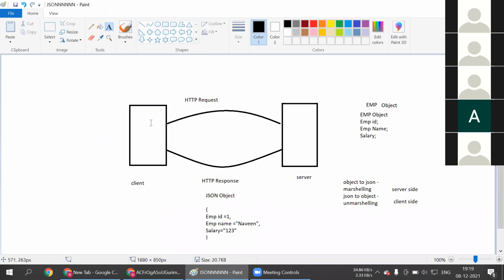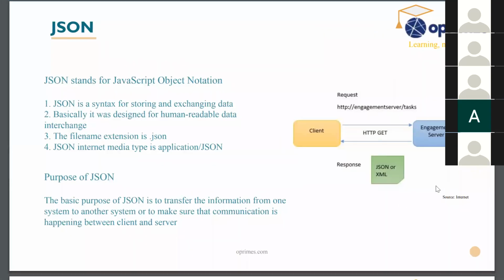The client will be asking for a request and the server is sending the response. These are all the operations happening in terms of JSON format while the process is being carried out. I guess now we got some picture of what JSON is and what happens inside JSON.